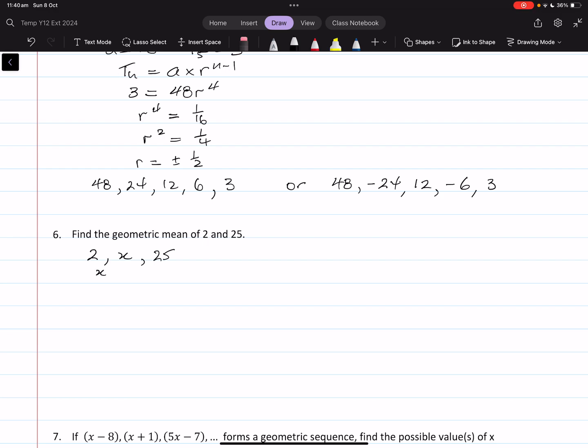And so x on 2, because remember it's a common ratio, so 1 divided by the term before, so term 2 divided by term 1 must equal term 3 divided by term 2, so 25 divided by x. And so we get x squared equals 50, x equals, now it would normally be plus or minus, but the geometric mean is defined to be positive here. It is defined to be positive. So the geometric mean is going to be the positive square root of 50, which I can simplify to be 5 root 2.